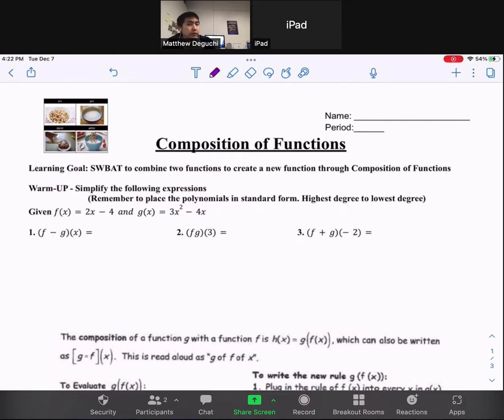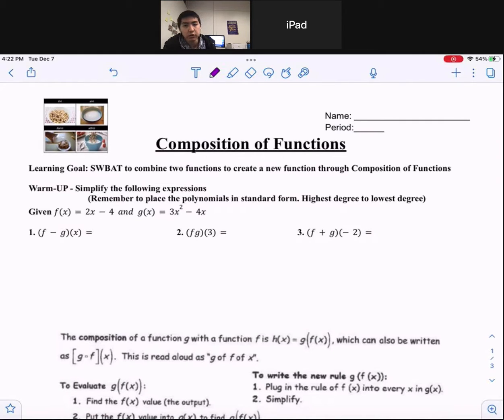Hey guys, here's your notes on composition of functions. Today, students will be able to combine two functions to create a new function through composition of functions.